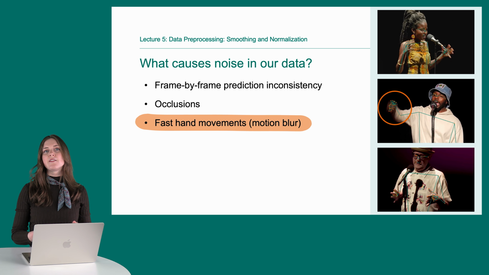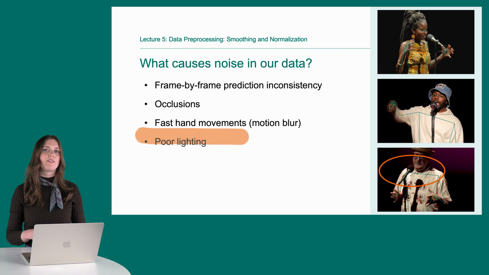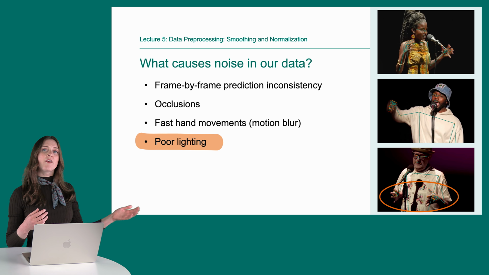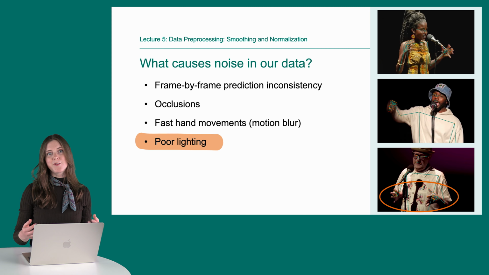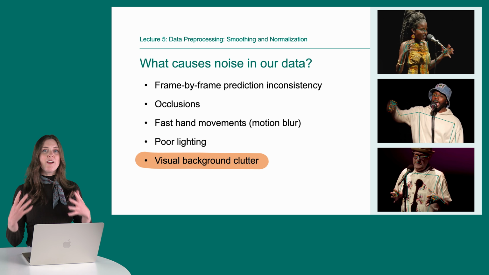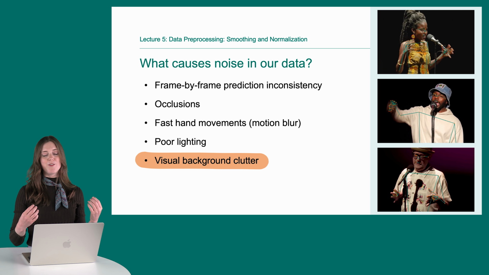Another source of noise is motion blur from fast hand movements. If the model can't see the hand clearly, it's hard to estimate the landmark positions. The next example is bad lighting. This gentleman on the bottom is covered by a lot of shadows, which makes it hard for computer vision models to identify body parts. Similarly, having a lot of background clutter can make it difficult to distinguish the speaker from the background.